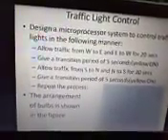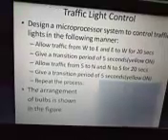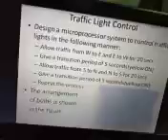The next interfacing example is traffic light control. On the traffic light signal, we can see that there will be three bulbs, red, green, and yellow, and these bulbs will be arranged like this, as shown in the diagram.